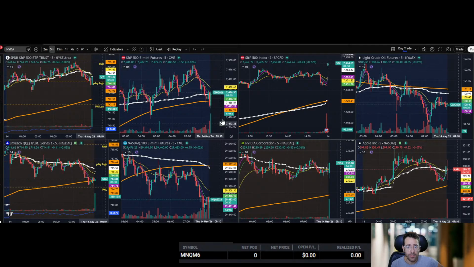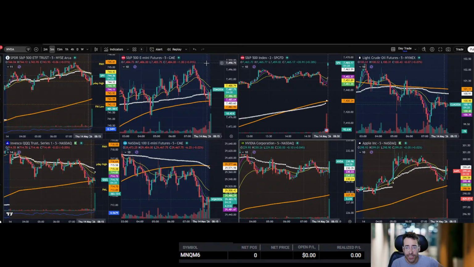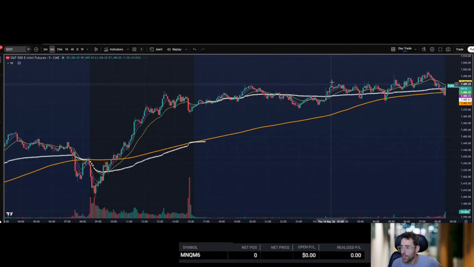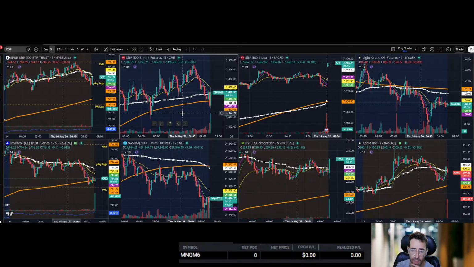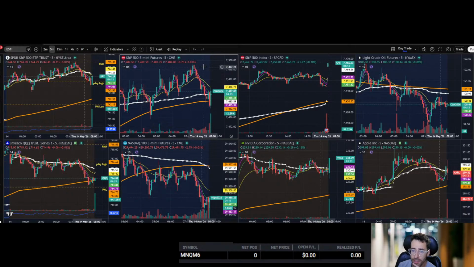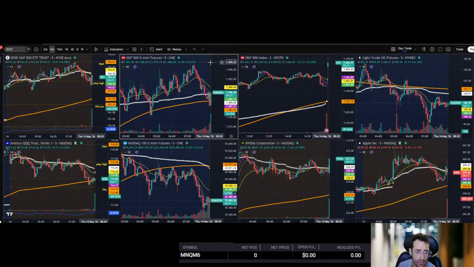Let's see. Looks like we rejected that 7,500 pretty cleanly right there. I would not be opposed to going short up there. Over at 7,500, it's a big psychological level.